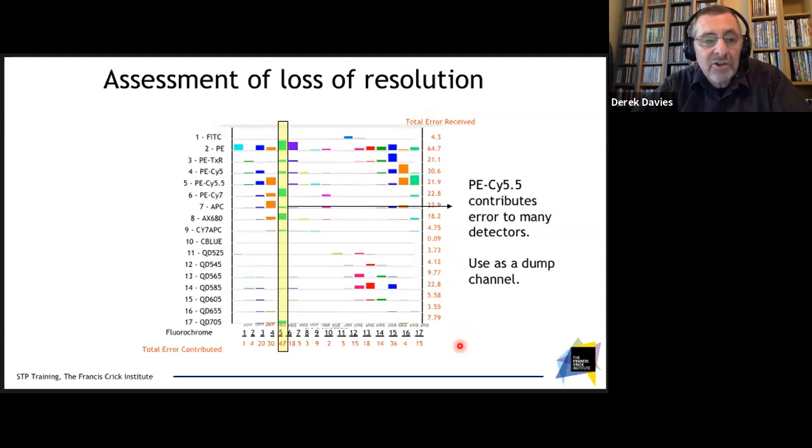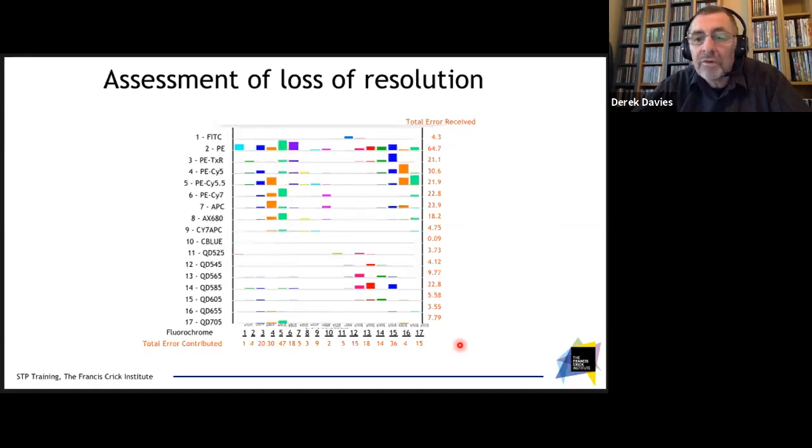If I could use that channel, say a dump channel, or put my viability marker in that channel, the first thing I'm going to do in my analysis is remove all cells that are positive for that fluorochrome. And remember, flow cytometry is a single cell analysis. So if I remove the cells that are psi 5.5 positive on the cells I'm interested in, because it doesn't have that fluorochrome, we're going to see less loss of resolution.